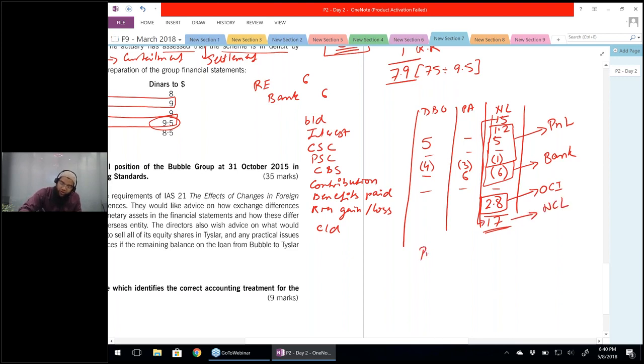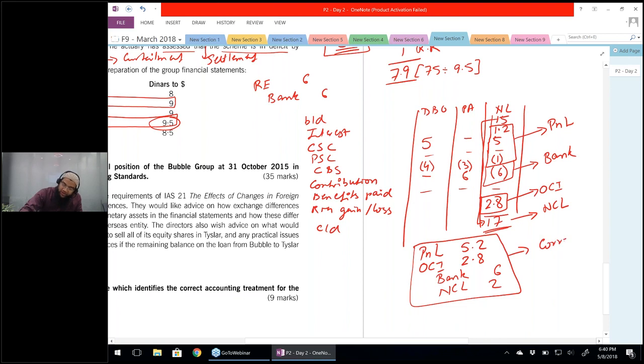So my entry is going to be P&L debit by the total. What is the total? 5.2, OCI debit by 2.8, the bank being credited by 6, and the non-current liability being credited by 2. Now this is the correct entry that should have been made in the financial statements, but the entry recorded by the question was this one. This is the incorrect entry recorded by the question.